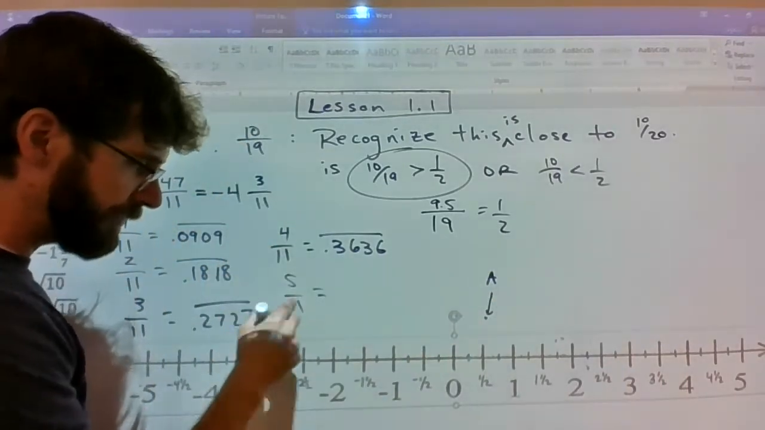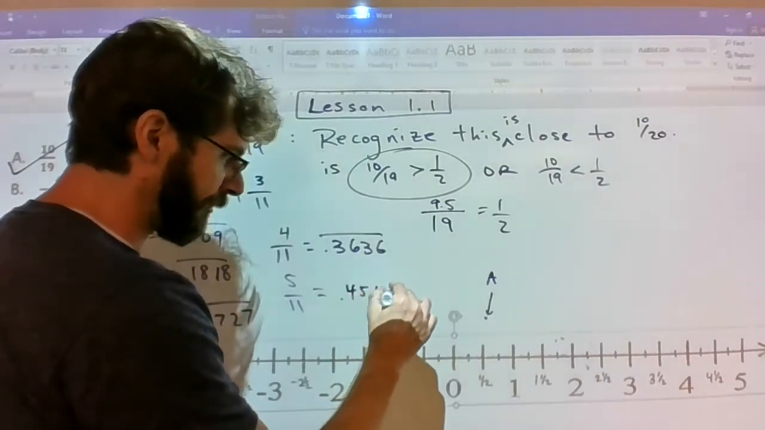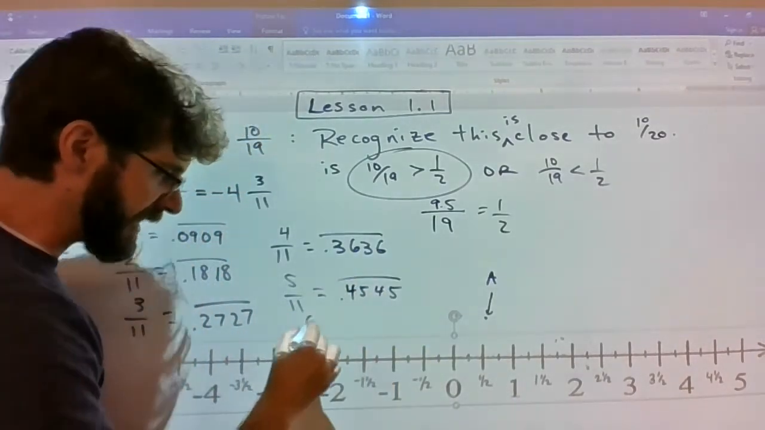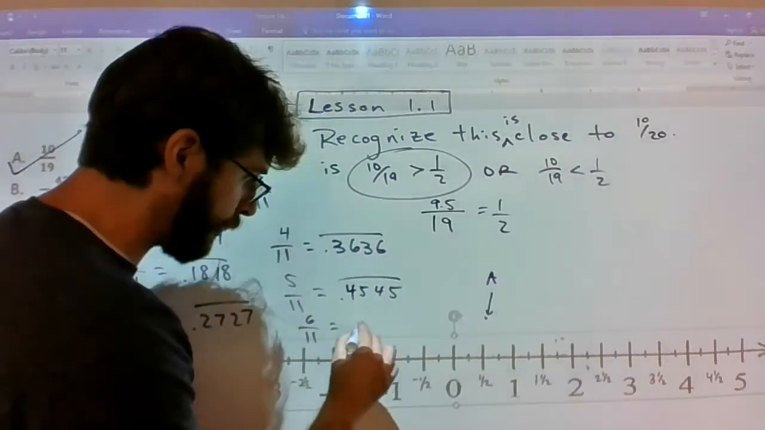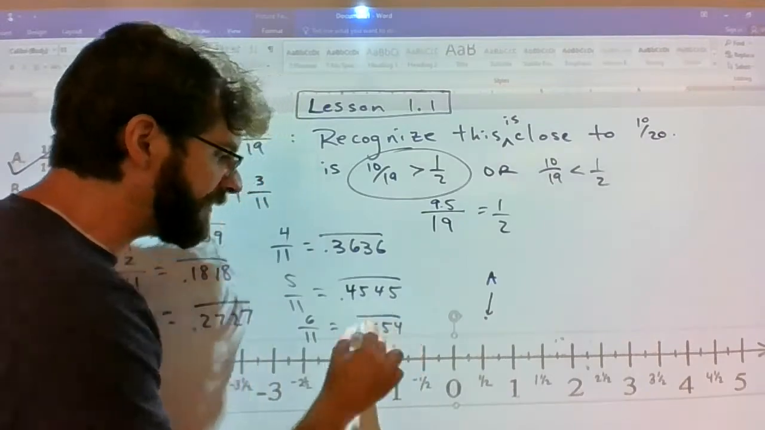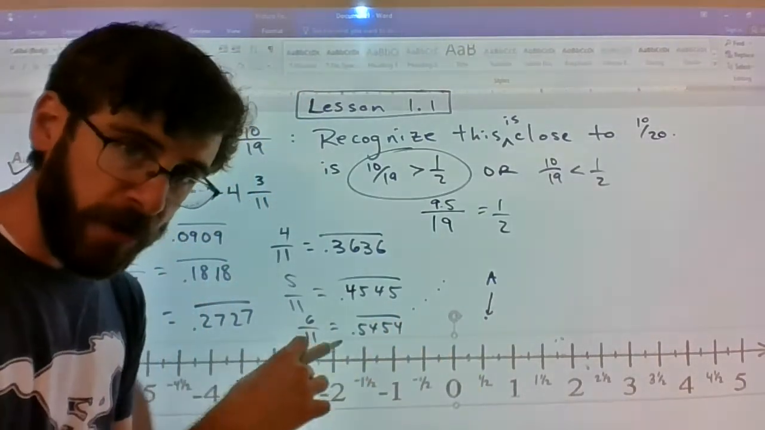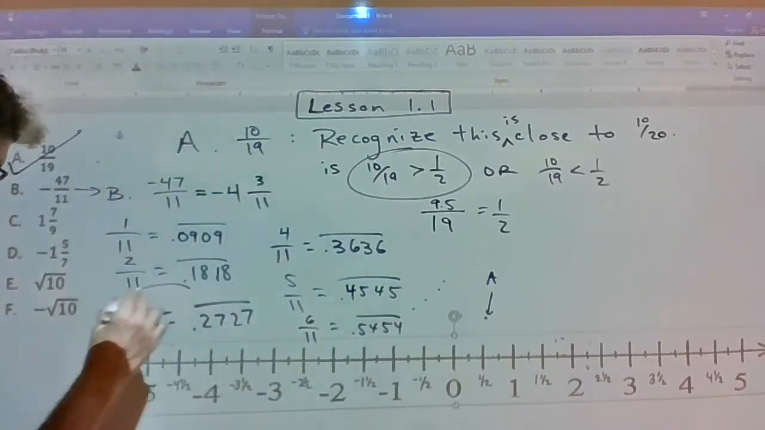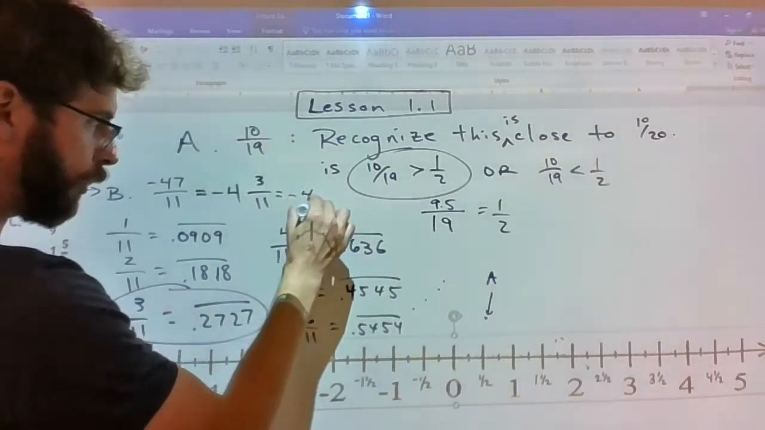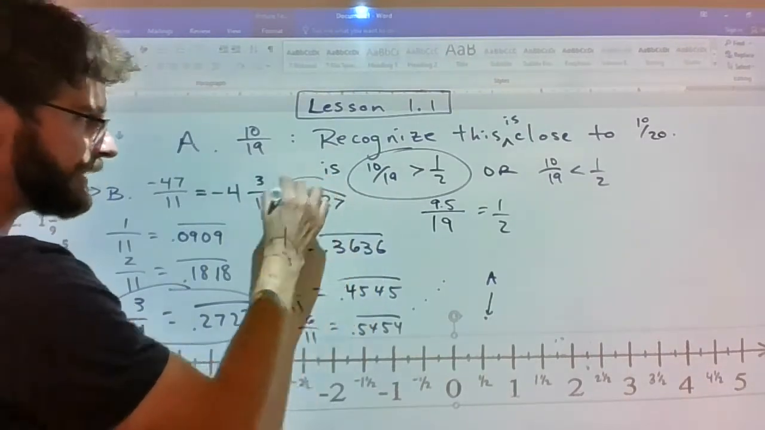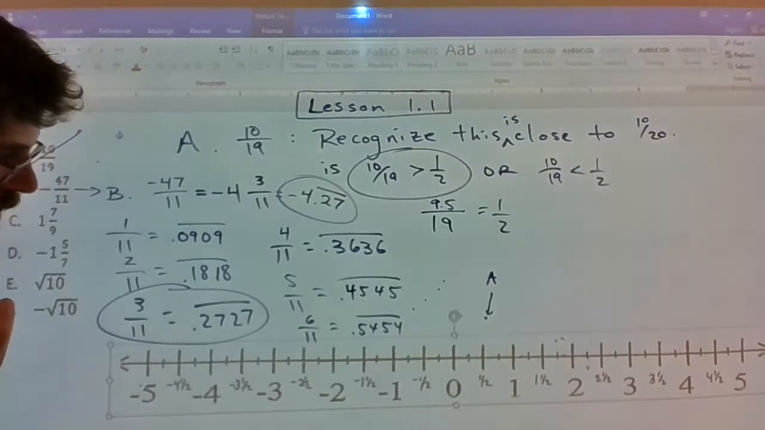So 5 out of 11 would be 5 times 9, 45454545. 6 out of 11, 6 times 9 is 54. So 0.545454. And this pattern just keeps continuing on and on and on. So -4 and 3/11ths is -4.27 repeating.